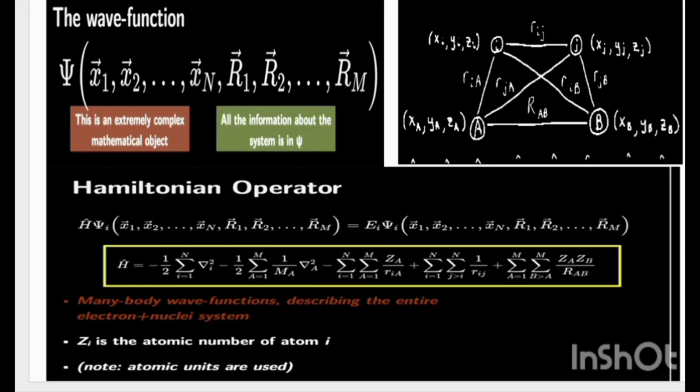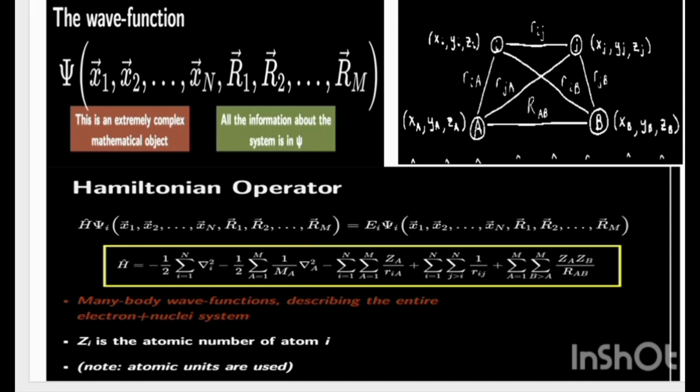Consider the electrons represented by i and j in the diagram, and the nuclei represented by capital A and B in the diagram. The lines show the interaction between the nuclei and the electrons. We can write the wave function for that, representing the position of the electrons with x1, x2 up to xn, and the position of the nuclei with r1, r2, r3 up to rm.